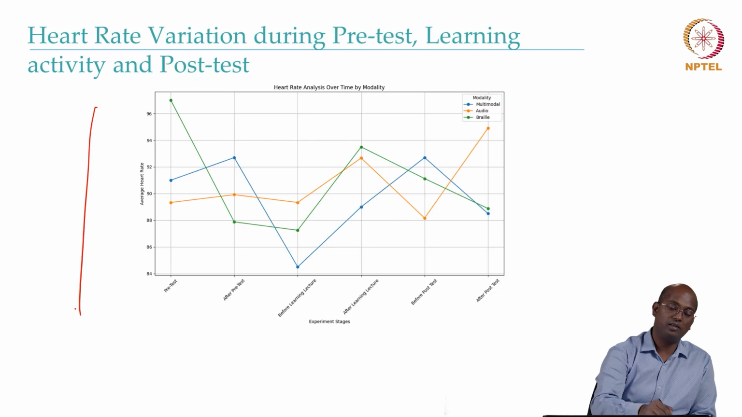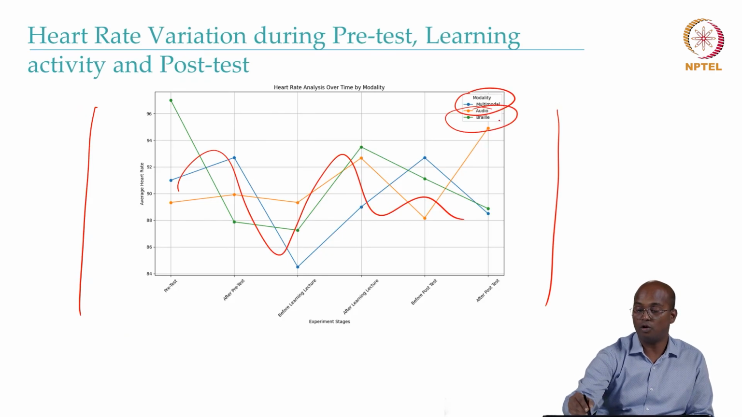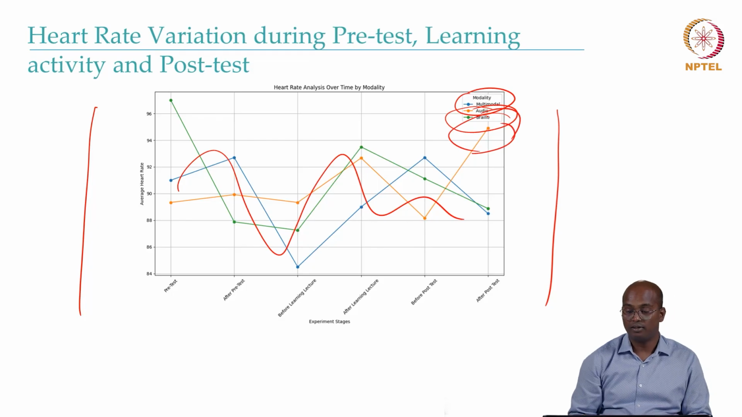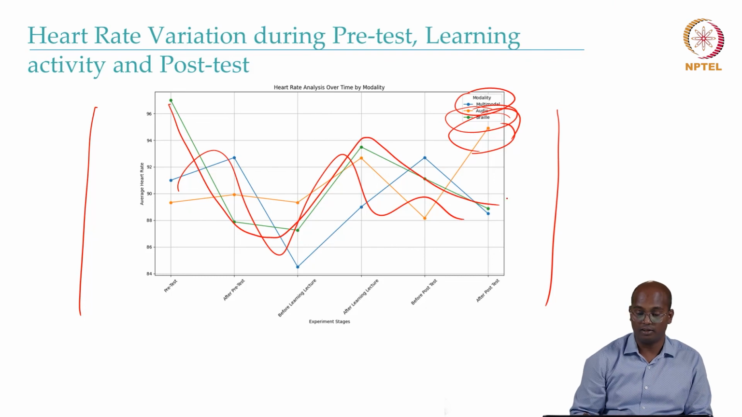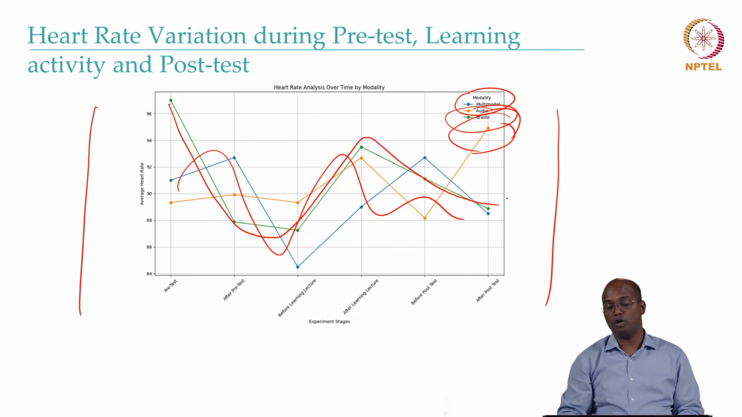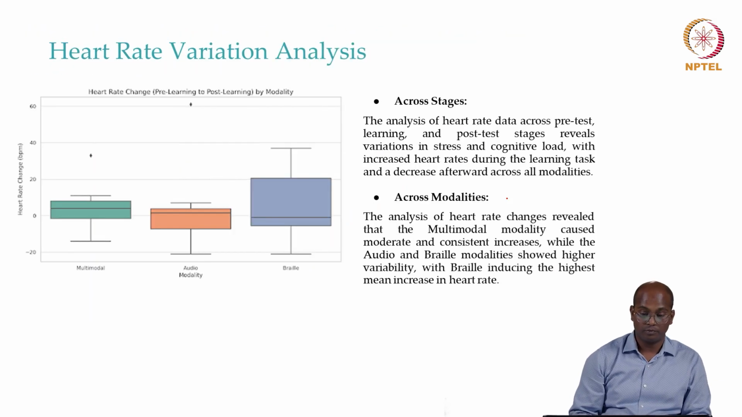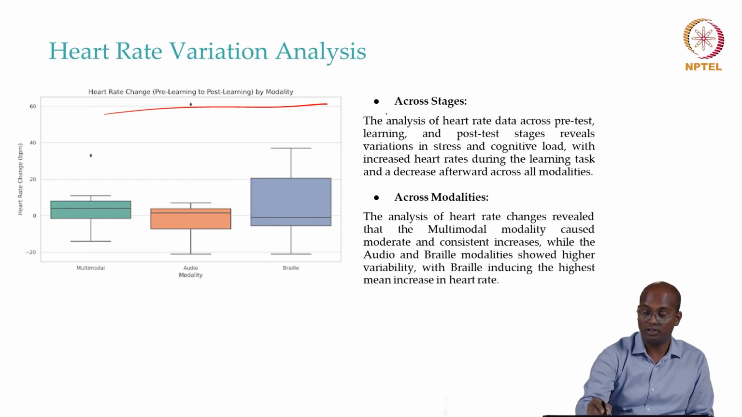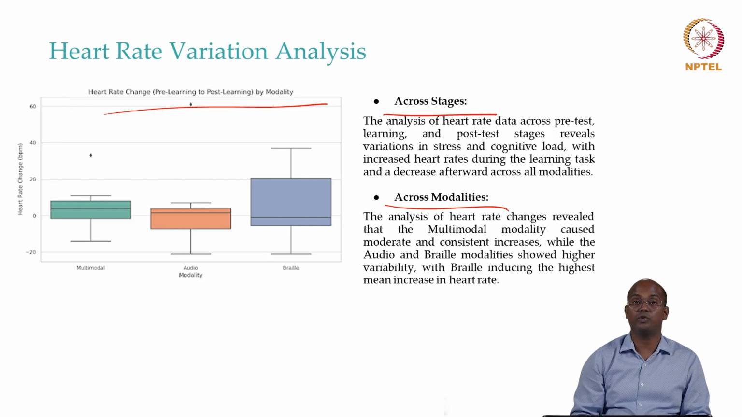Again, similarly, heart rate analysis has been done, where you can see how the heart rate fluctuated in the case of multimodality, audio and braille. You might have seen that in the case of braille, the heart rate fluctuation is quite high, and in the case of audio and multimodal it is correspondingly lower, and so on. So this is the heart rate variation result that you can see here. They have performed it across stages and across modalities, and accordingly they produce the results.